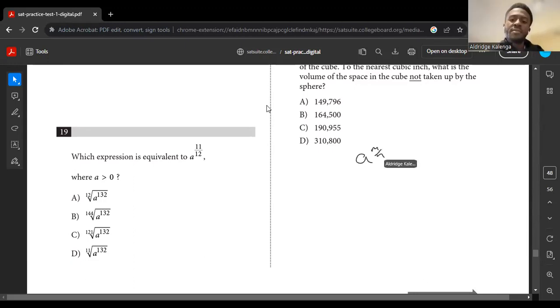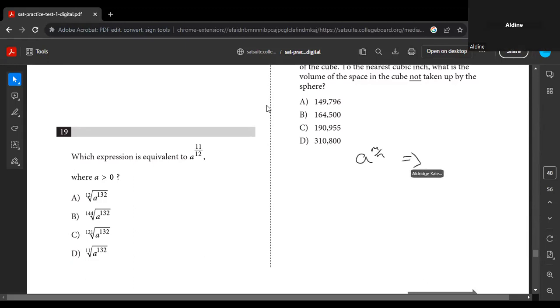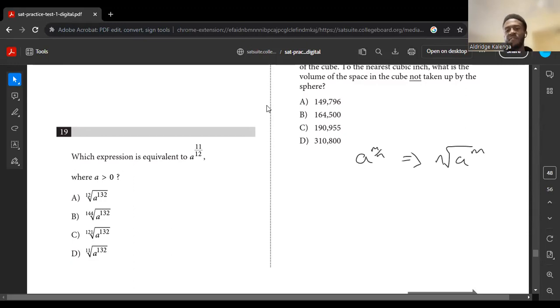There you go. 12 should be on the outside, and 11 should be underneath the radical sign. So we know this form. D is out of it, and C is out of it. We also know that A is out of it because 12 remains as 12 as 132 remains multiplied. So our answer is B.